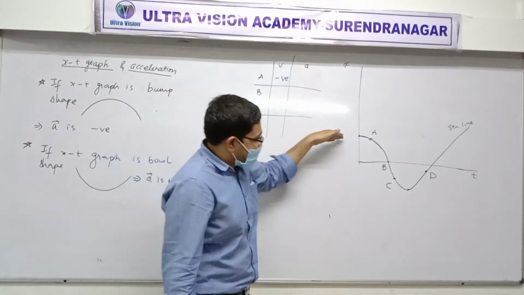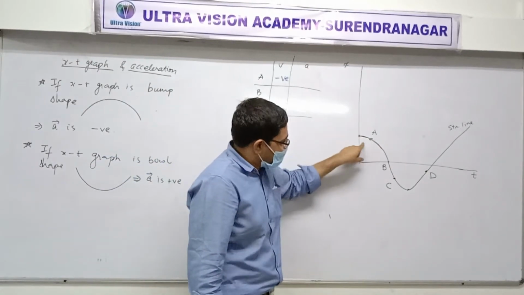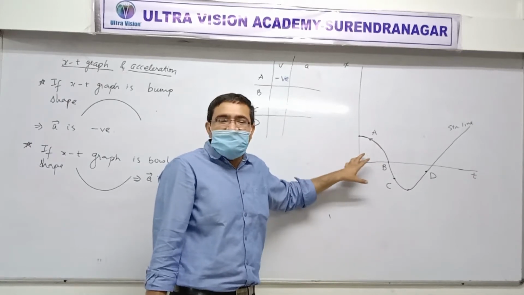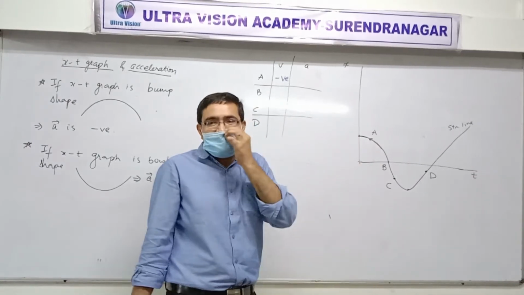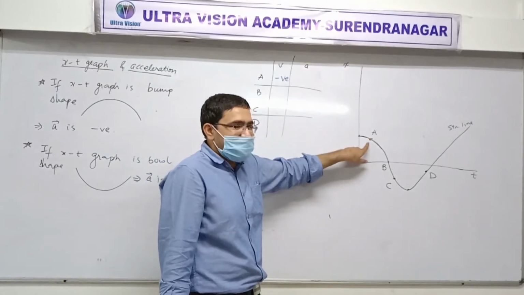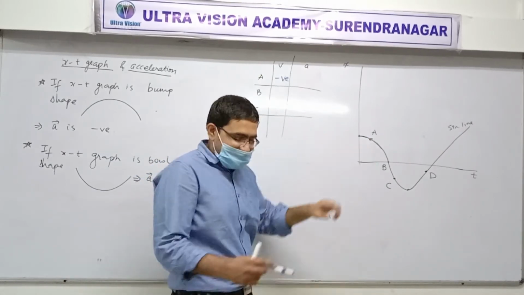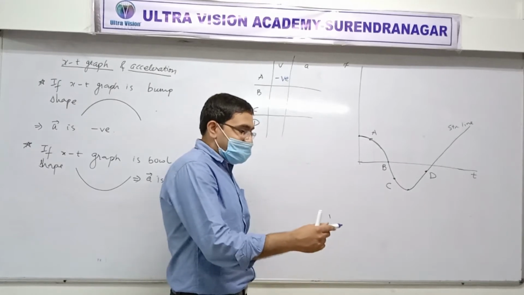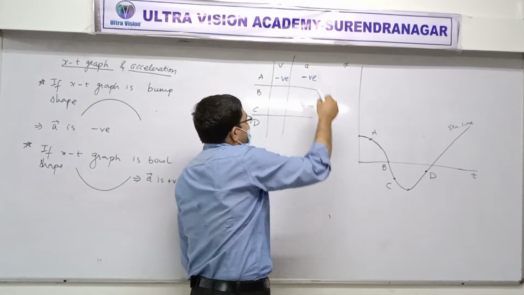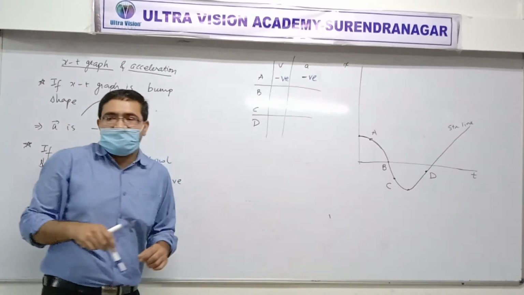It is bump shape. Is this the part of a bump or a part of a bowl? Okay, is this clear everyone? This is looking like a part of bump, correct or not, at the point A. That's why acceleration will be negative. Is that clear? Yes. Everyone?